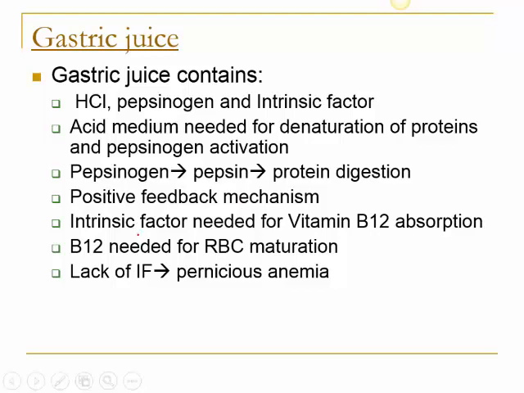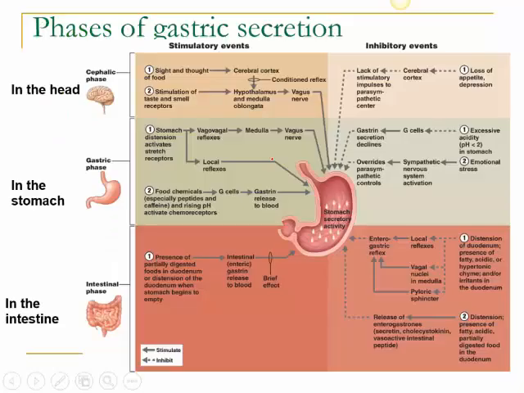Intrinsic factor, which is produced by the parietal cells, we did this when we were doing the anatomy, very important for vitamin B12, because vitamin B12 is needed for RBC maturation. If intrinsic factor is not produced, you end up with pernicious anemia. So as this food is churned and the protein is digested, it becomes highly pasty and is known as chyme.